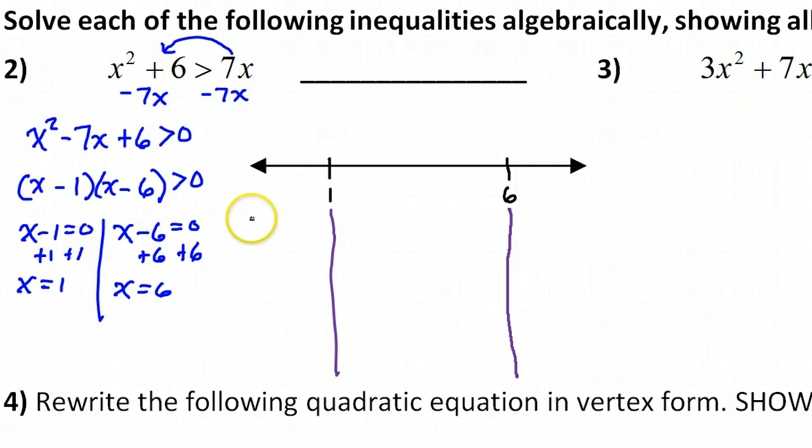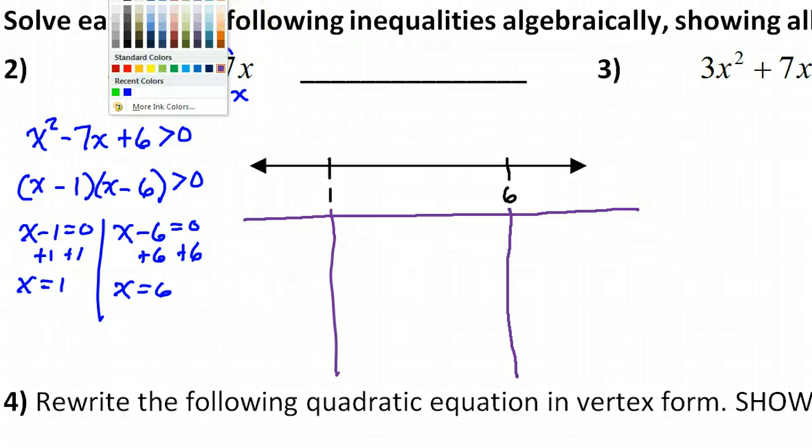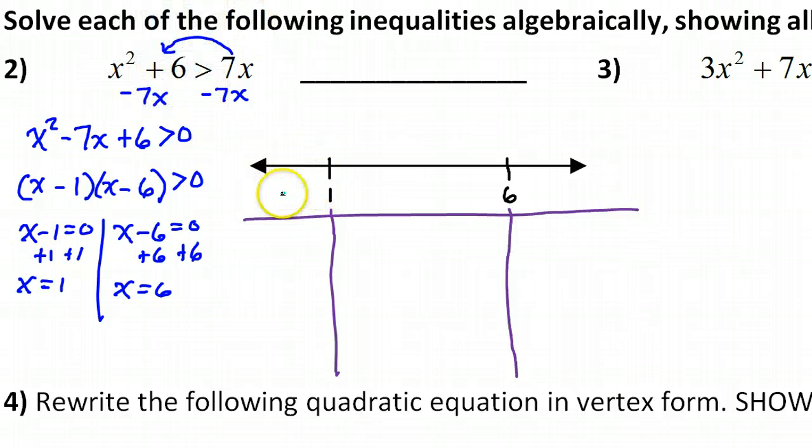So in this zone here, a good value to use would be 0. Using 0 makes the calculation simpler, so I recommend it. Now here between 1 and 6, I can use any value I want. I'm just going to use 2. And I need a value that's to the right of 6, and I'll just use 7. So these are the 3 test values I'm going to check out.